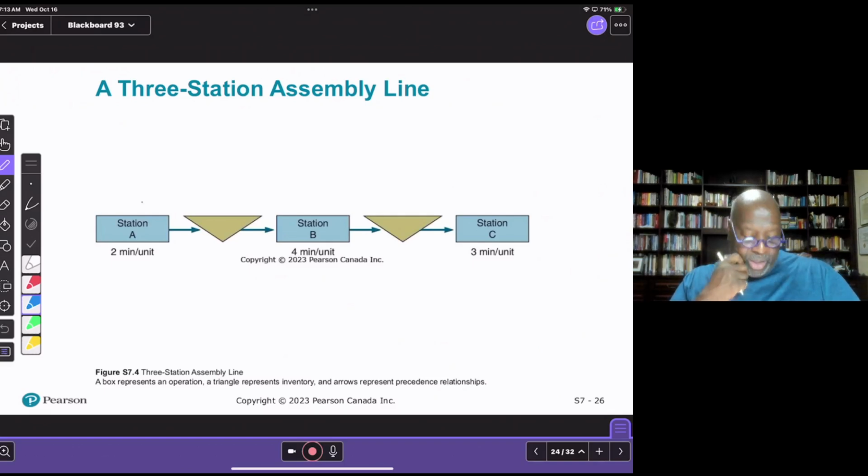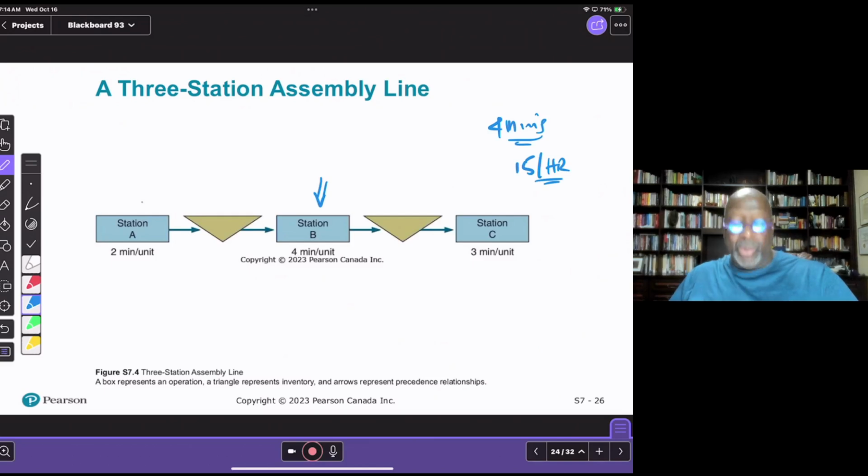3 station work assembly: 2 minutes, 4 minutes, and 3 minutes. If I were to ask you what's the bottleneck, answer that question for yourself. You should be telling me this is our bottleneck right here. So how often will a product come out of this workstation? Every 4 minutes. So if you want to know how many units per hour you could produce, 60 divided by 4 is 15 units per hour. That is your capability from this process.